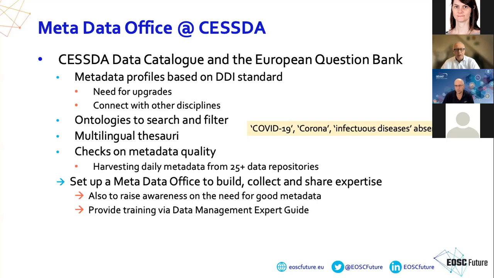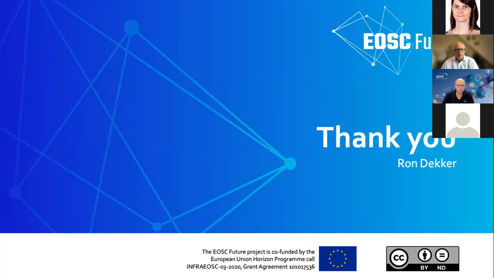We also need to check on the metadata quality, and we are developing tools for that. So this is all happening in the back office, but we can check on the quality of these metadata. And for this, we want to set up a metadata office where we share and combine the expertise we have on the metadata from our 23 current member countries. So with these two examples, I want to conclude and give the floor to Klaas, who will take us into the details of EOSC Core.